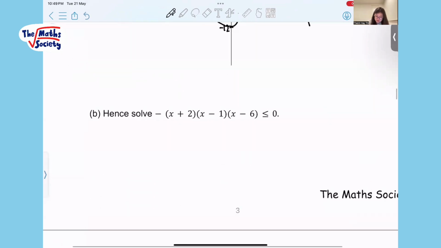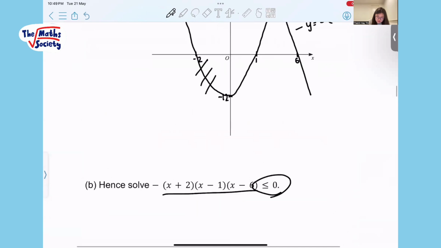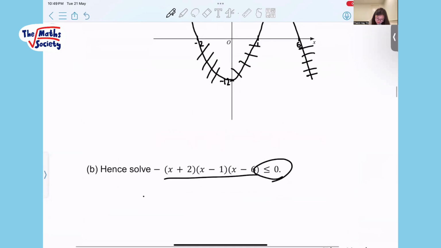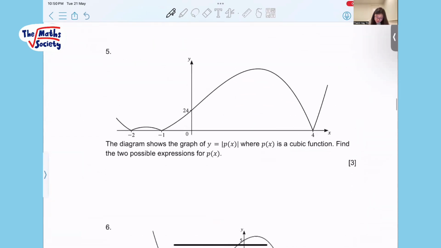And then it's the same thing, just solve this one which is less than 0. We find which is less than 0. Yeah. And then here, so we know that x is going to be between -2 and then 1. And then x is going to be greater than or equal to 6. Yep. And now let's do number 5.